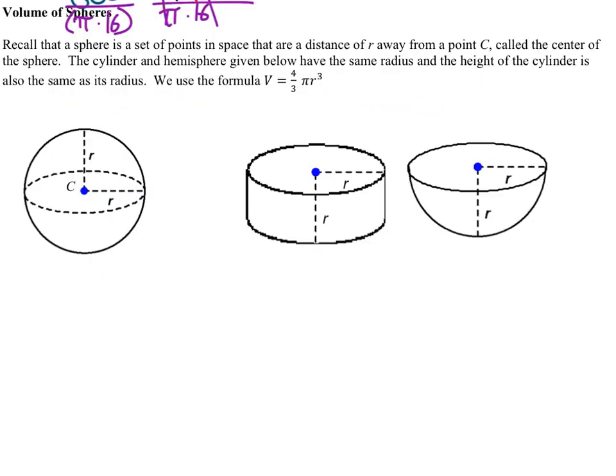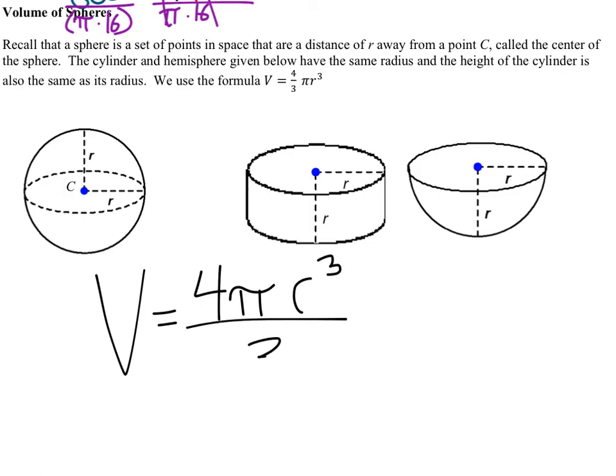Recall that a sphere is a set of points in space that are a distance of r away from a point C called the center of the sphere. The cylinder and hemisphere given below have the same radius and height of the cylinder, also the same as the radius. So the volume for a sphere is up there. We're going to write it a little different though. So it's 4 pi times the radius, but that's going to be cubed. And then we're still going to divide it by 3.